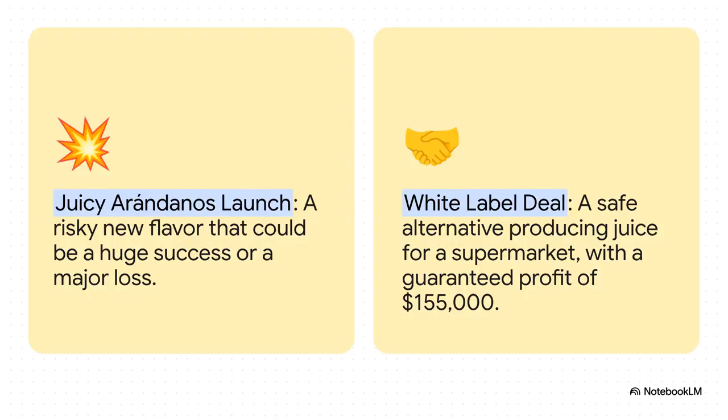So, here are the two paths laid out. On one hand, they can launch Juicy Arándanos, that's Spanish for cranberry. Now, this is a pretty unfamiliar flavor for their market, so it is a total gamble. On the other hand, they've got a sure thing, a white label deal to produce juice for a big supermarket chain. That's a guaranteed, absolutely risk-free profit of $155,000. It's the classic showdown, risk and reward versus cold, hard certainty.